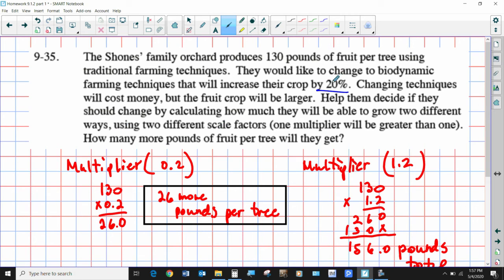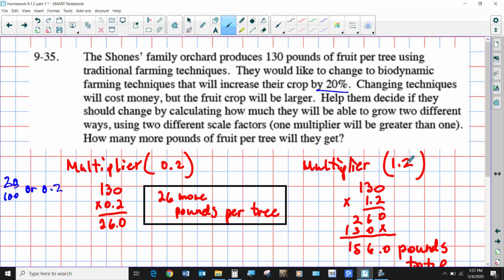So remember, 20% is the same as 20 hundredths, which is the same as 0.2, 2/10. So you could multiply 130 times 2/10. This is going to tell you how many more pounds of fruit per tree you're going to grow.